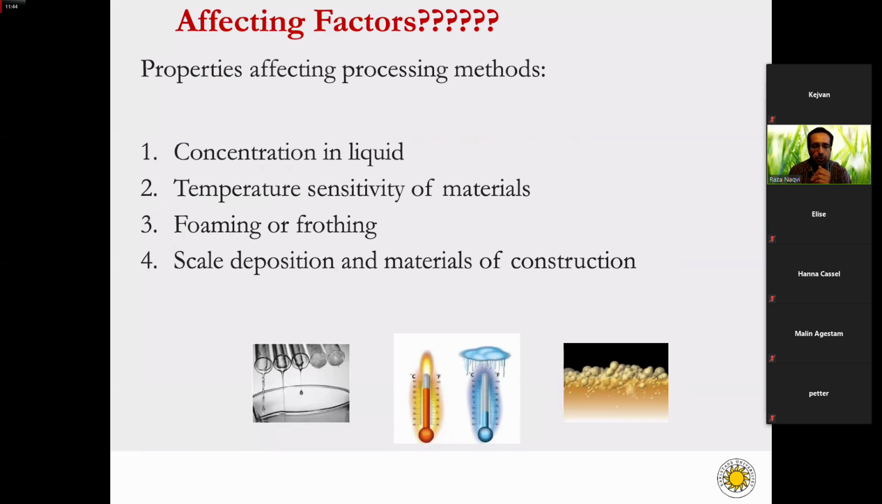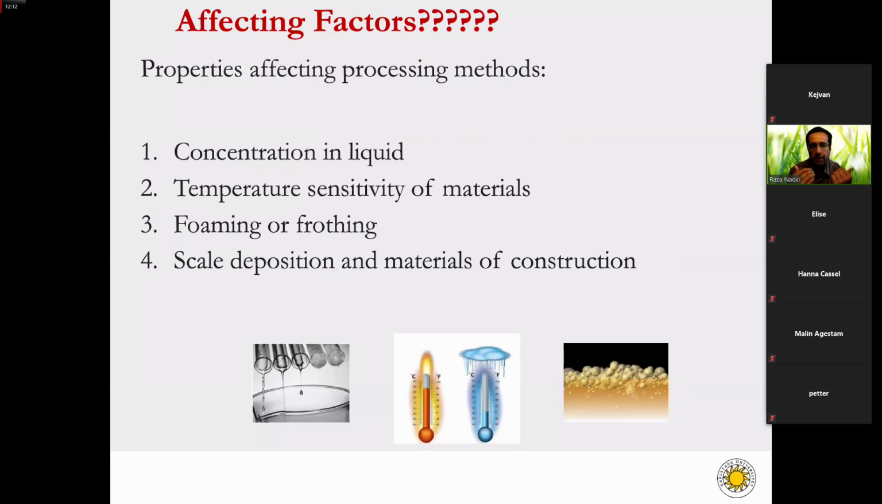Sometimes when we do evaporation, there is foam formation at the top of the liquid. This is also a big challenge in evaporators. We have to think about what kind of materials we are going to use to build our evaporators. Sometimes we use carbon steel to produce evaporators, or sometimes we use stainless steel. So it's very important what kind of material.